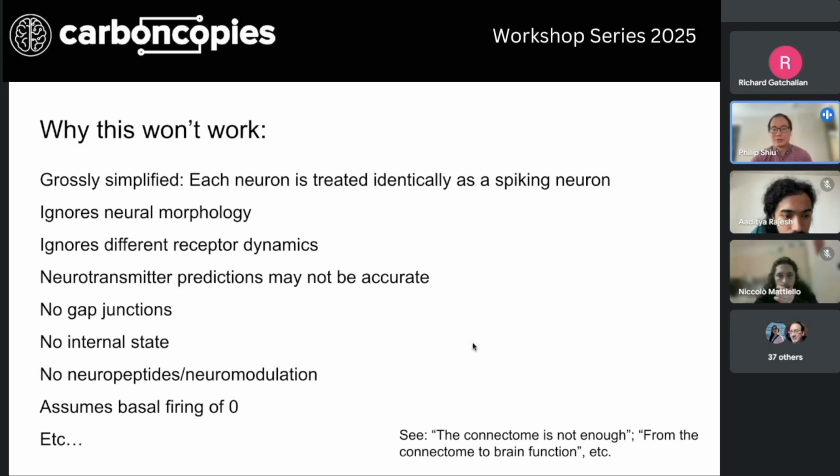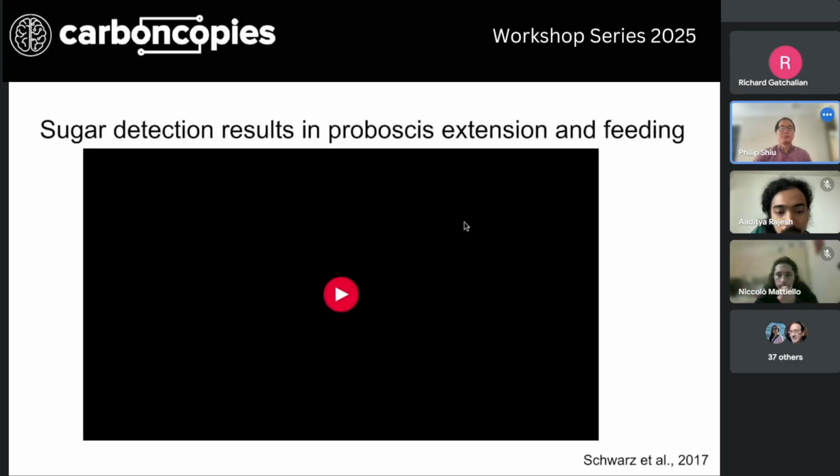You can read, for example, "The connectome is not enough," or "From the connectome to brain function." A variety of reasons why such a simple treatment of the brain should not work especially well. But let's go ahead and see how such a simple model did work in our hands.